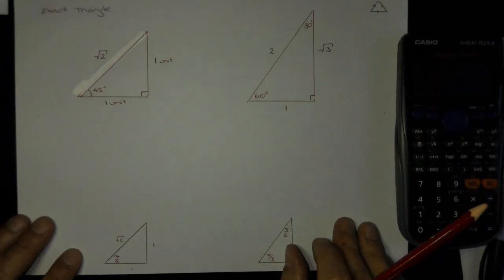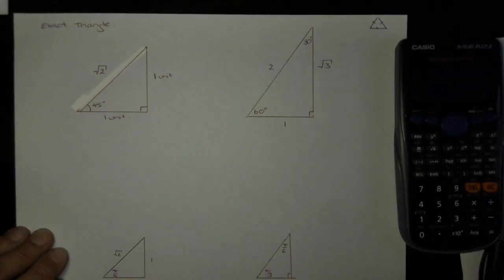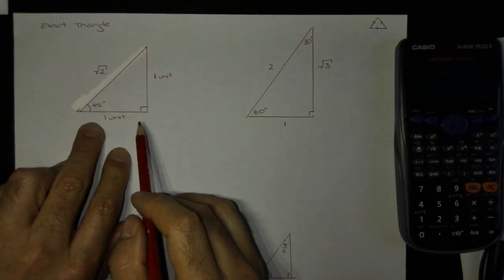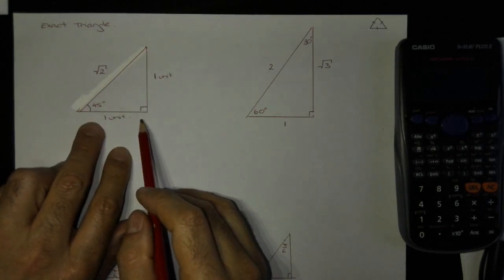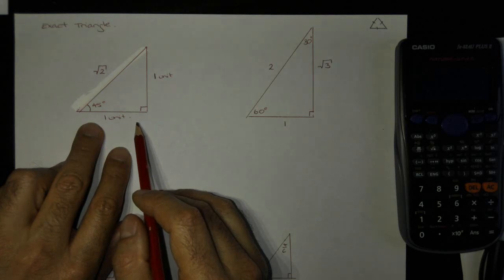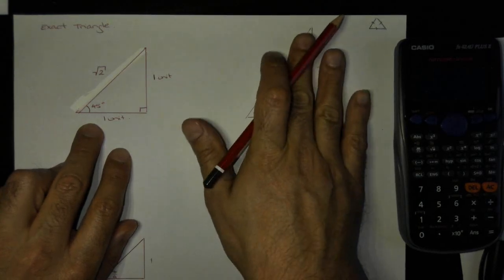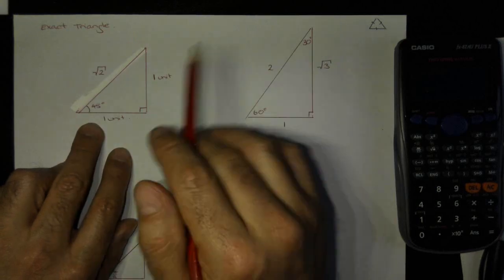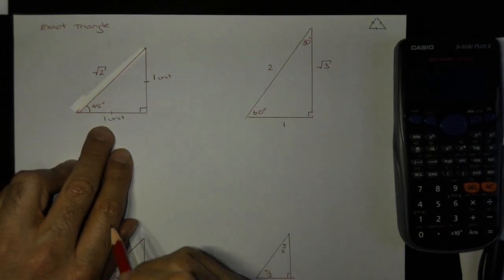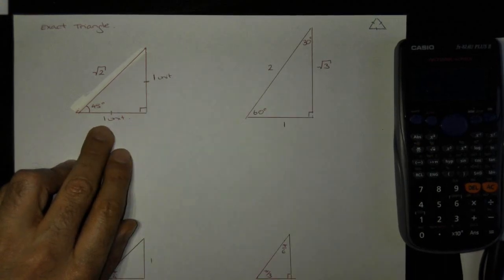Okay, so is that triangles? We have two types of exact triangles. We've got this isosceles triangle where this side is the same as that. So we've got 1 unit and 1 unit.